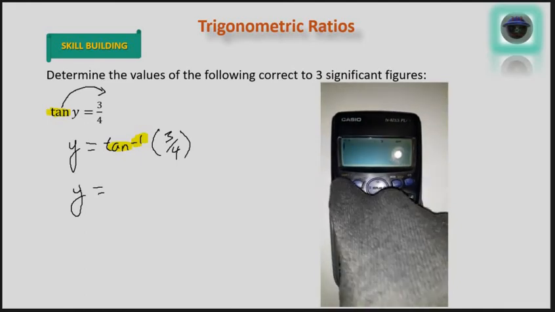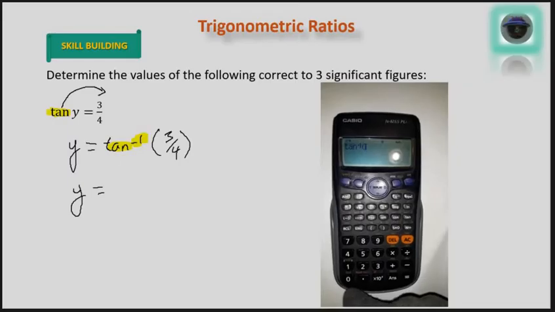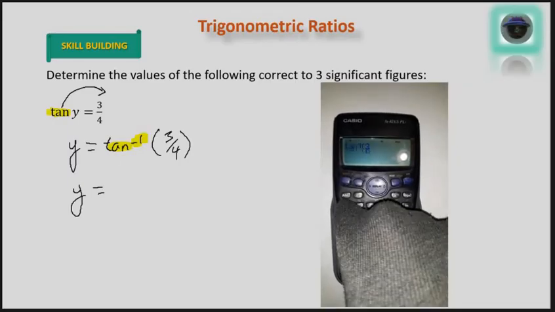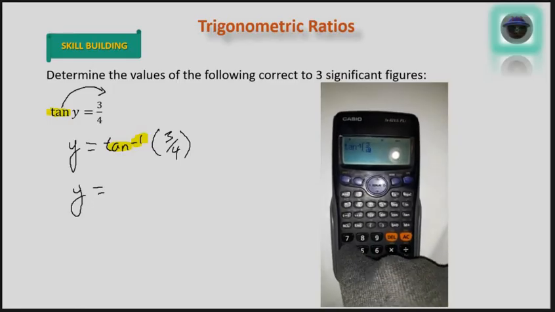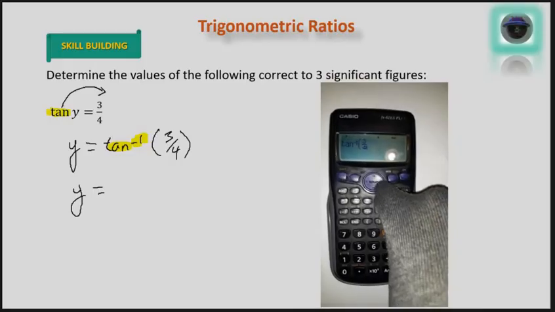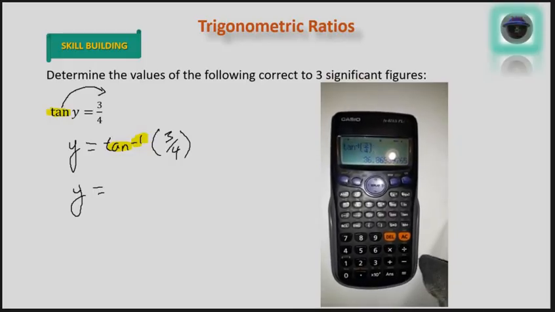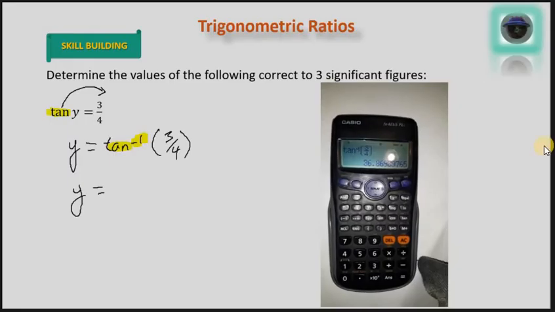So we want to press shift, our second function, then tan, so it shifts to tan inverse. Then we enter 3 divided by 4. We can use the ABC button or the fraction button and then enter those values. And we get the angle of 36.86, 989, etc.